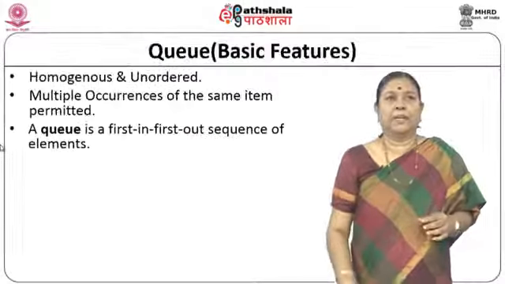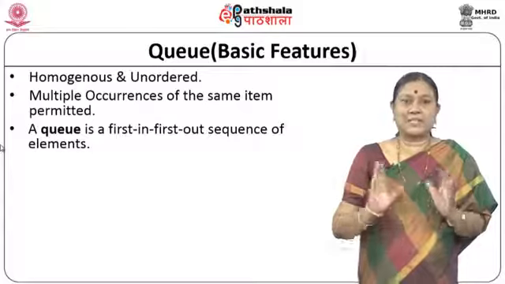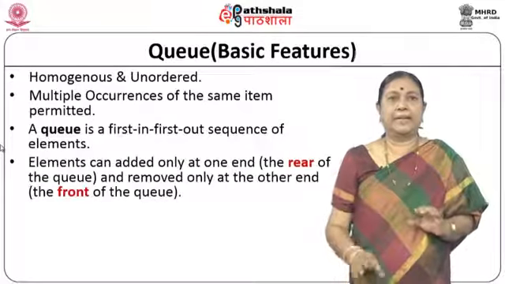Now, let us look at some basic features of queues. As I already told you, it is homogeneous. The elements inside the queue are not ordered; they are ordered only by the place in which they are entered. That is all. There is no implicit ordering of elements in the queue. Multiple occurrences of the same item are allowed, no problem. Queue is a first in first out sequence of elements, and elements can be added only at one end called the rear of the queue and can be removed only from the other end called the front of the queue. So, this is the basic concept. If you understand this, you have understood queues. The length of a queue is the number of elements it contains. So, an empty queue has a length of 0.